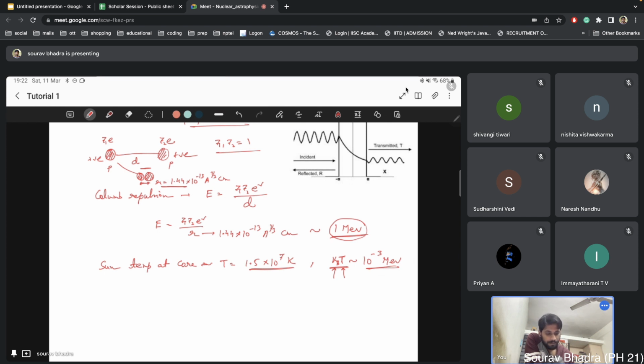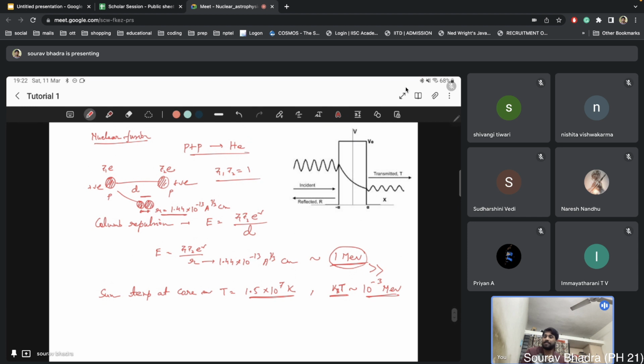So, one important trick here, is it possible? Let me check, 10 to the power 7 K. No. Okay, I will tell you that later. So, if you put these values, it will be 10 to the power minus 3 MeV. Now, you can see this 10 to the power minus 3 MeV is very, very less than this 1 MeV. So, at the core of the sun, the thermal energy is not sufficient for the two protons to come closer and take part in the fusion reaction. Still the reaction happens. Okay.